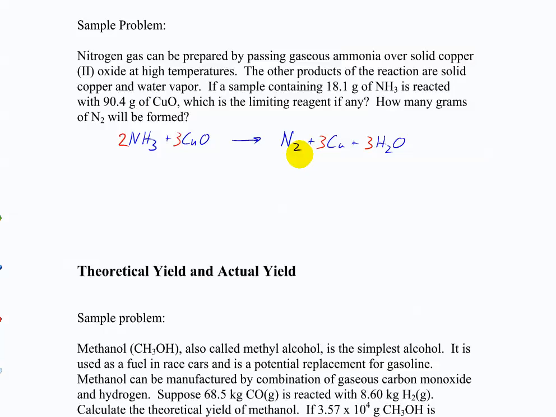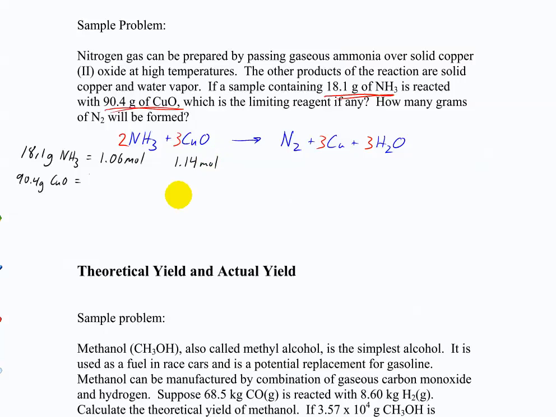The sample contains 18.1 grams of ammonia and 90.4 grams of copper oxide. So what's the first thing we need to do? Find moles. So we're going to convert these two numbers to moles. 18.1 grams of ammonia is how many moles? 90.4 grams of copper oxide is how many moles? We'll put it over here, 1.14.